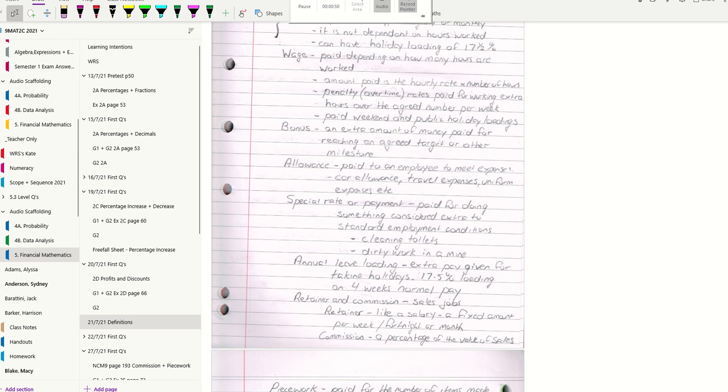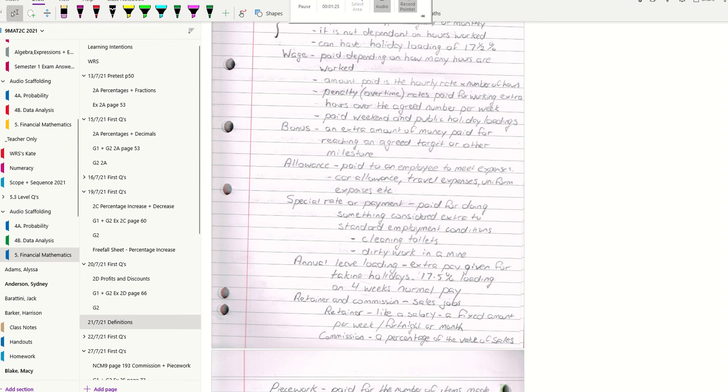A wage is paid depending on how many hours are worked. A wage works on standard hours per week, a maximum number of standard hours per week, and conditions have to be standard as well to get the standard wage. These things are generally put down in accords, agreements between unions and the government, so that all employees need to follow that. So they're paid depending on how many hours are worked. The amount paid in that case is the hourly rate times the number of hours.